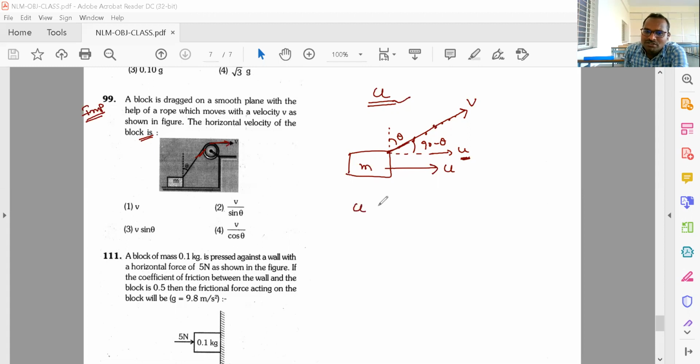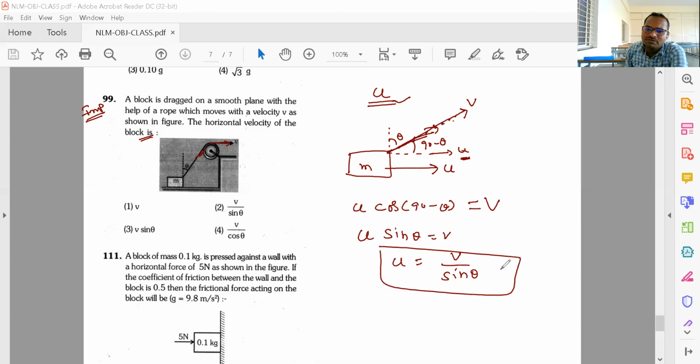That is nothing but u cos(90 minus theta). The component of this u along this string should be equal to the velocity of the string. Then only the distance between these two points will not change, so the string will not break. Means u into cos(90 minus theta), which is sin theta, should be equal to v. That means u is nothing but v by sin theta.